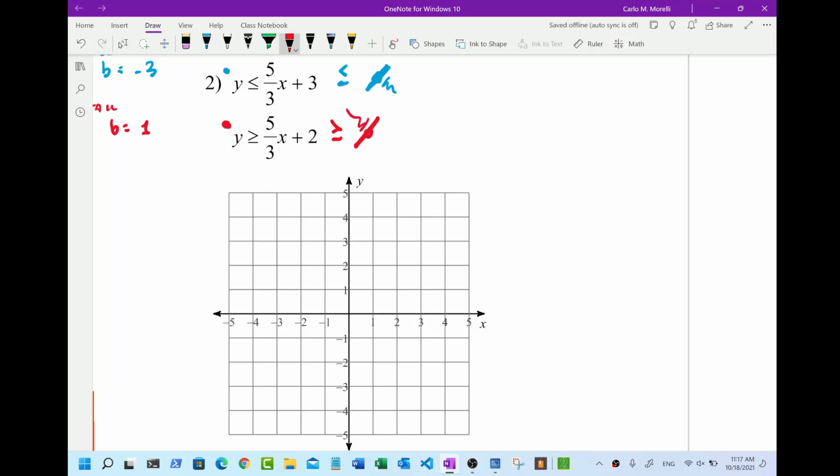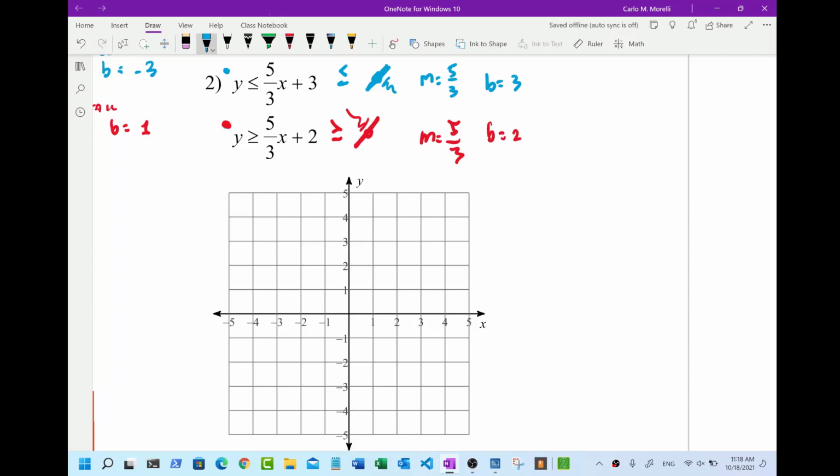Let's do our slopes. M equals 5/3. And look, M equals 5/3. What do we know about these two lines just based on the fact that the slopes are the same? Parallel lines. We should be expecting that. And how about the y-intercept? What's the y-intercept of the blue line? It crosses the y-axis at 3. Where does the red line cross the y-axis? At 2, right?